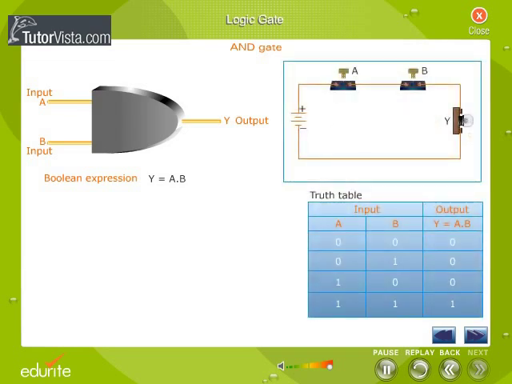Displayed here are the truth table and circuit diagram for AND gate. To verify the truth table, click on the switches A and B.